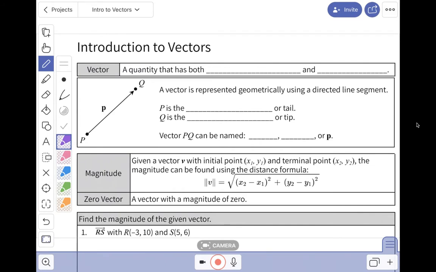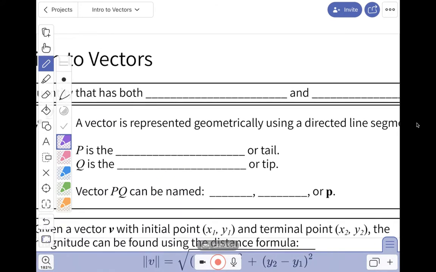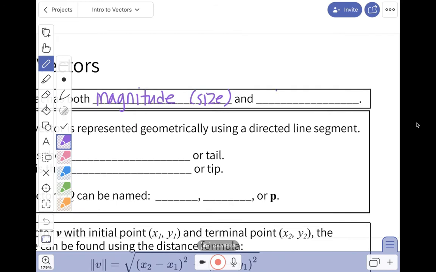What is a vector? Well, a vector is a quantity that has both magnitude and direction. So let's write that in. Magnitude is just a fancy word for size, and direction.